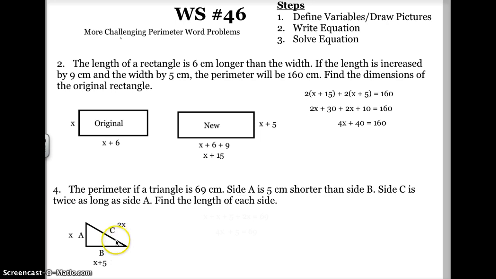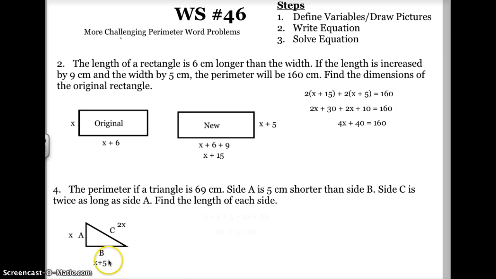Now, what I did for this one, since I'm finding C by multiplying A by 2, what I did is I let A be x, and then I could let C be 2x. That just made it a lot easier than if I let B be x and then A x minus 5. Now it says A is 5 shorter than B, so then I have B as x plus 5. I did it that way.